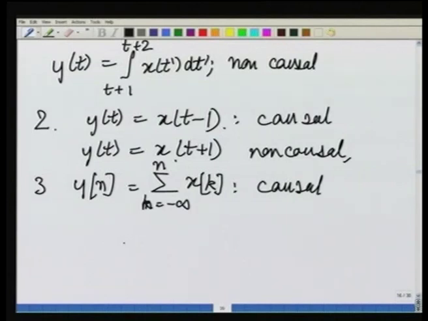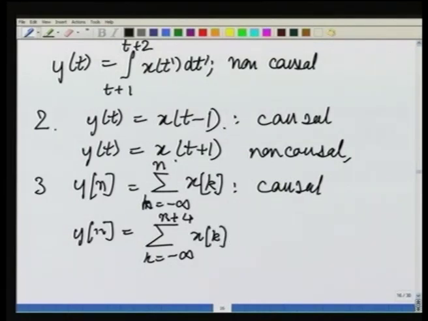A non-causal modification would be if we write y[n] equals summation k equals minus infinity to, say, n plus 4 of x[k]. This makes it non-causal. The common thread through all these examples of causal and non-causal systems may be explained simply.